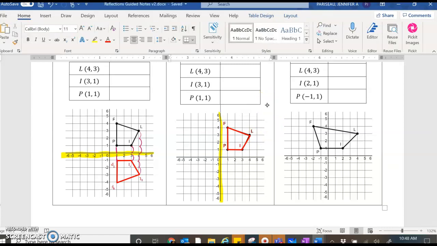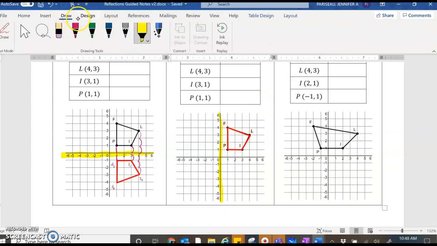If I'm flipping it over the y-axis, let's do it in green this time. F is one space away from that line of reflection, so it's going to go in the opposite direction. F would go here. L is 4 spaces away from my line of reflection, so it's going to be over here. Notice instead of a positive 4, my x value is now negative 4. I was 3 away, so now it's negative 3 away.